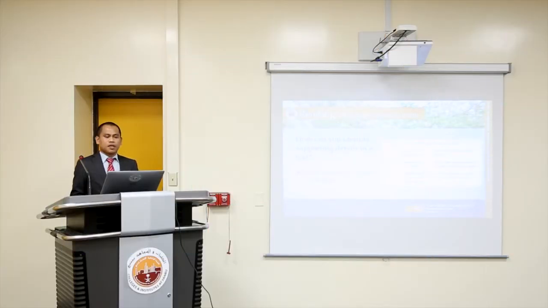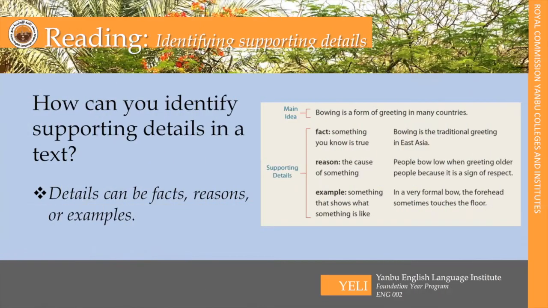In reading, you should be able to identify supporting details. Supporting details can be in the form of a fact, or something you know is true. It could also be a reason, or the cause of something. Or examples, something that shows what something is like. You can see the example, bowing is a form of greeting in many countries. And you can see there are samples of details according to fact, reason, or example.